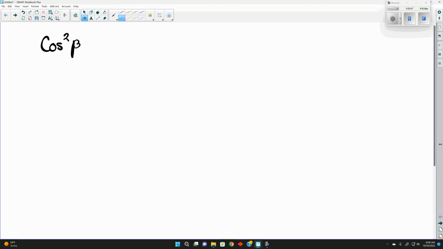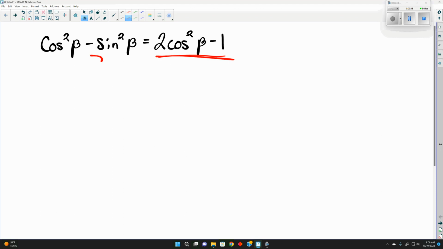Cosine squared of beta minus sine squared of beta equals 2 cosine squared of beta minus 1. So we need to get the left side to look like the right or the right side to look like the left. Well, we know on one side we only have cosine, we don't have sine. So it might be easier to turn this sine squared into cosine.